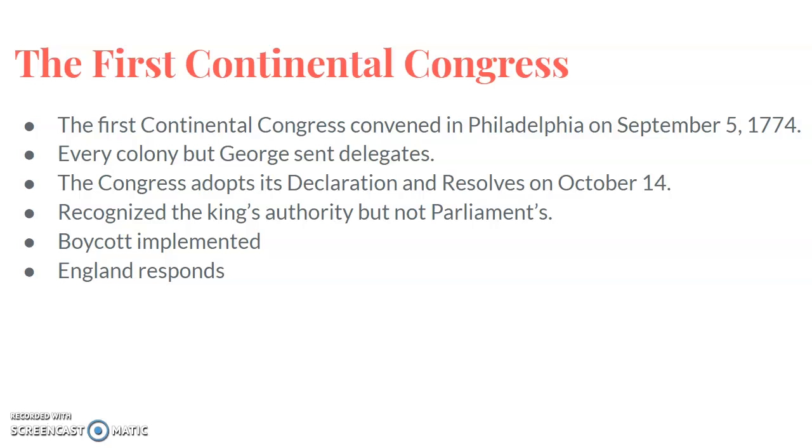So in June 1774, the First Continental Congress is called, and it convenes in Philadelphia on September 5th, 1774, and all the colonies except for Georgia send delegates.